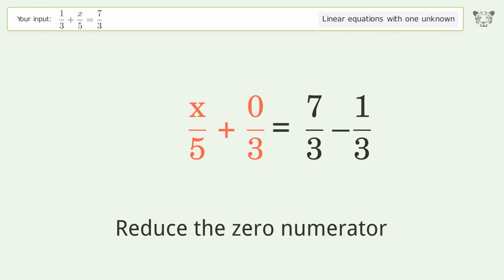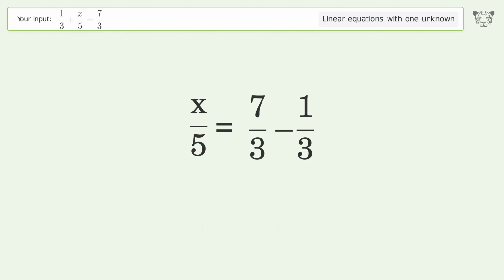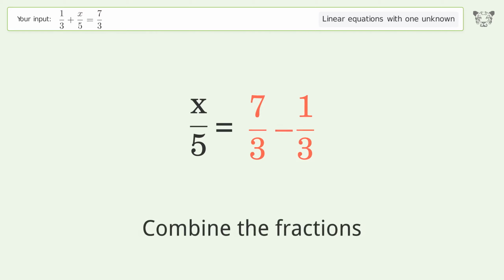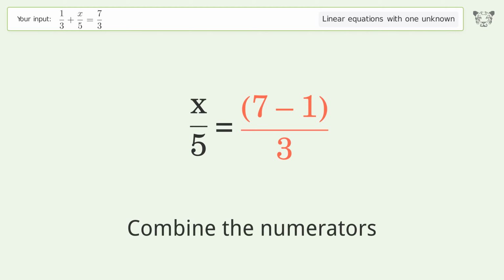Reduce the zero numerator. Simplify the arithmetic. Combine the fractions. Combine the numerators.